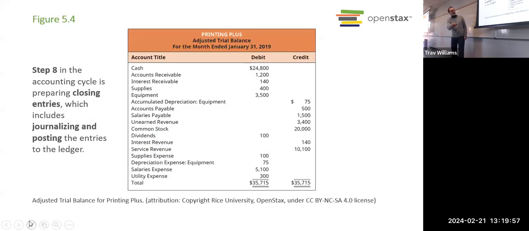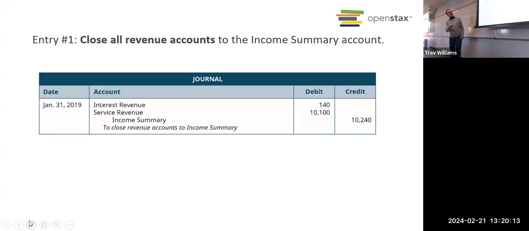So notice those are on the credit side, right? Because revenue will have a credit balance. So what we have to do is debit both of these revenue accounts by the exact same amount to get them down to 0. And that's what's happening here. We're debiting interest revenue, $140, debiting service revenue, $10,100.